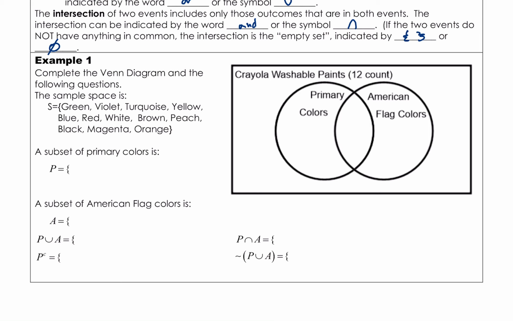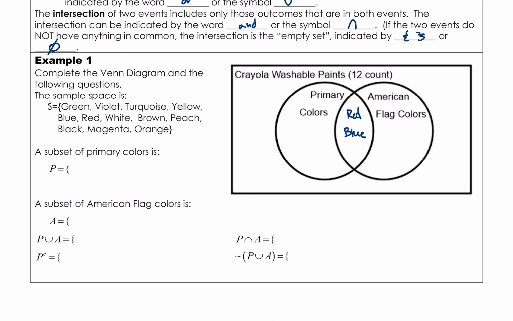Okay, so that's the part I always like to do first. What colors do I have that are both primary and American flag colors? Well, out of the primary colors, we've got blue, red, and yellow. And out of the American flag colors, we've got blue, red, and white. So red lives there, because it is both a primary color and an American flag color, and blue is both a primary color and an American flag color.